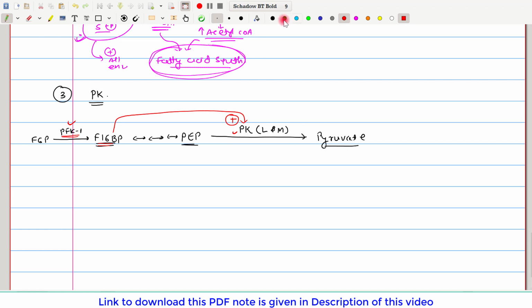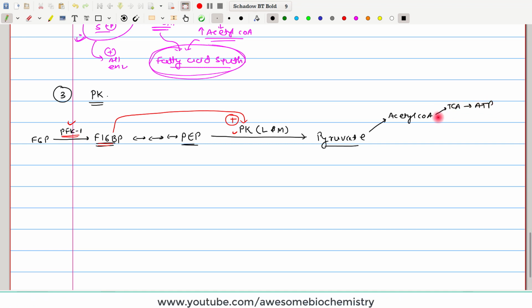Second is that pyruvate has multiple fates. Pyruvate can get converted to acetyl-CoA, right? And this acetyl-CoA undergoes the TCA cycle to produce ATP, or it can be used as a starting material for fatty acid synthesis. Or pyruvate can undergo a transamination reaction to give rise to alanine. Okay. So all these things, extra ATP, fatty acid, especially long chain fatty acid, which suggest more and more acetyl-CoA is present, more and more alanine, all these things inhibit this pyruvate kinase.